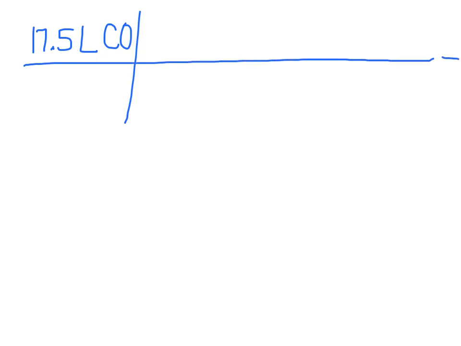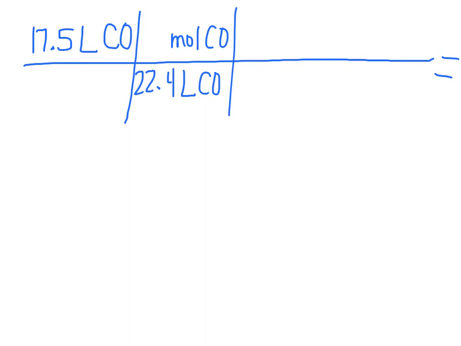Okay, so we are starting out with liters of A, and they gave us in the problem 17.5 liters of carbon monoxide. And so the first place we're going to go is we're going to go from liters of A to moles of A. So moles of carbon monoxide will be on the top, and then liters of carbon monoxide will be the unit here on the bottom. And so if you look at the conversion factor, it says that there are 22.4 liters in 1 mole of a gas at STP. So that's where I got the 1, and that's where I got the 22.4.